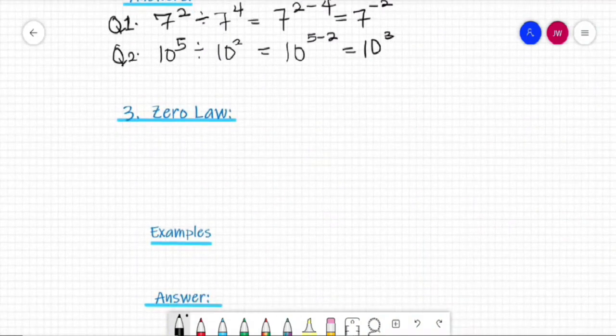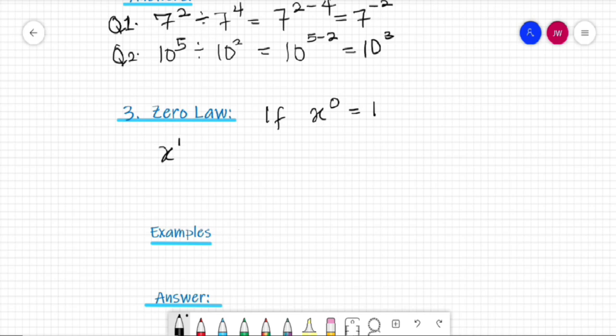Our third law is called the zero law, and it states that x raised to the power of 0 is equal to 1. To better understand this, if we have x raised to the power of 1 divided by x raised to the power of 1, this is equal to x raised to the power of 1 over x raised to the power of 1, and this is equal to 1.